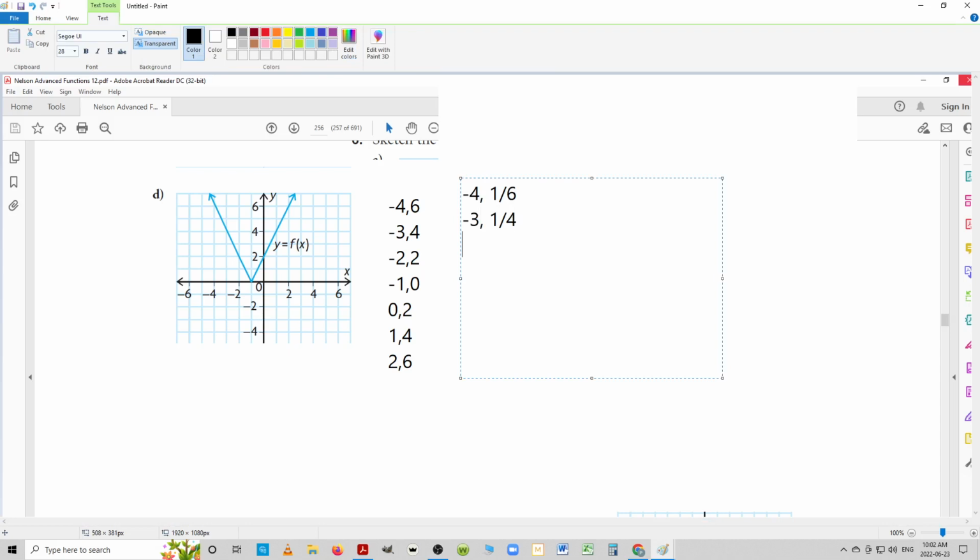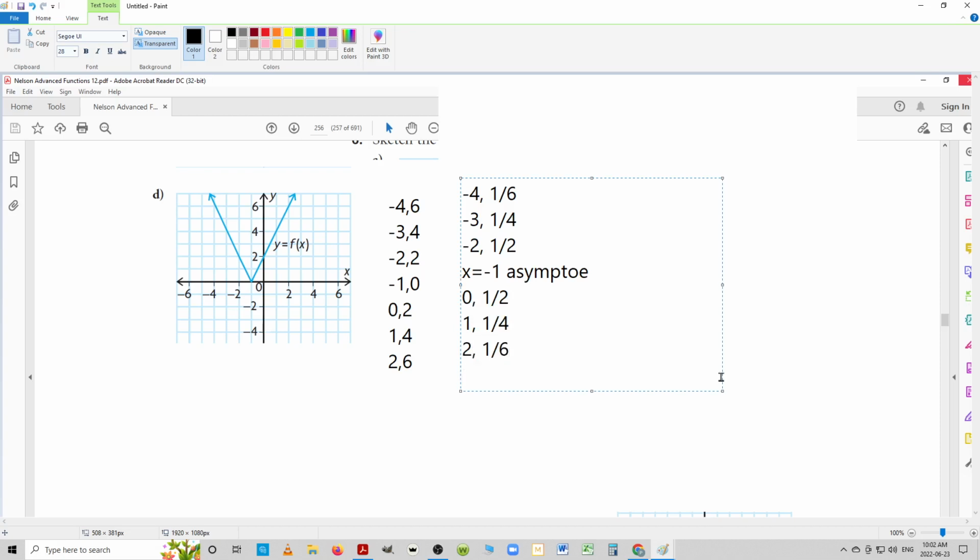Those numbers are getting bigger. Minus 2 comma 1 over 2. And then x equal to minus 1 is the asymptote, because you can't do 1 over 0. Then it comes 0, 1 over 2, 1 comma 1 over 4, 2 comma 1 over 6.